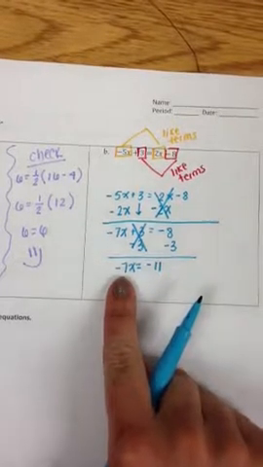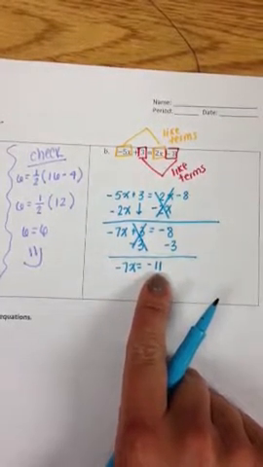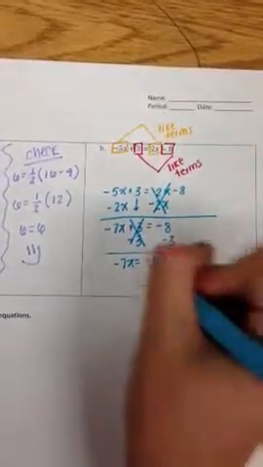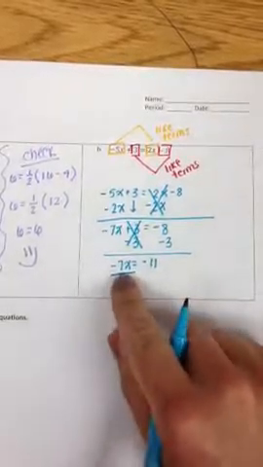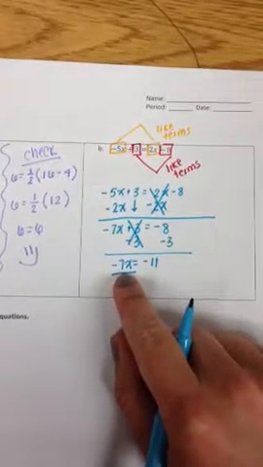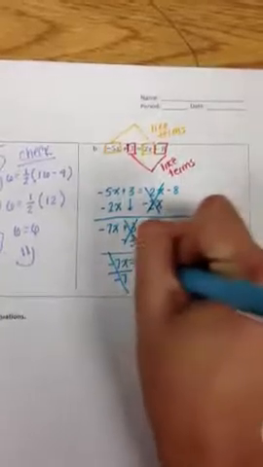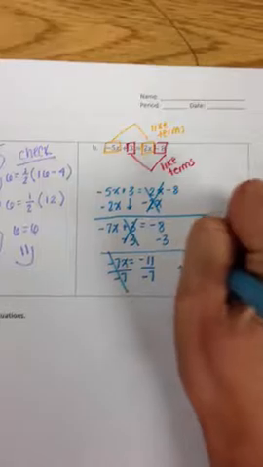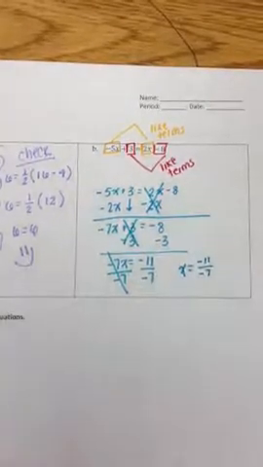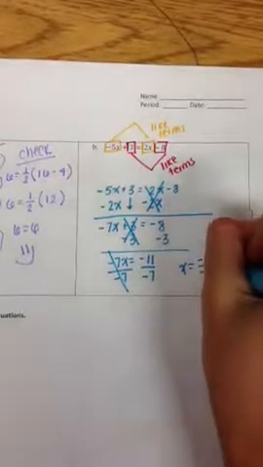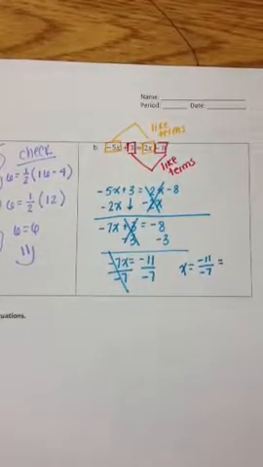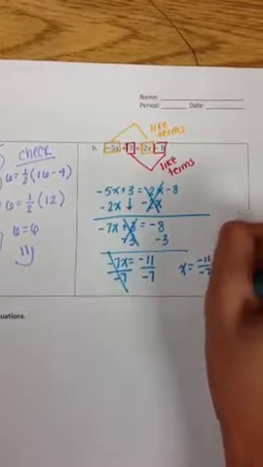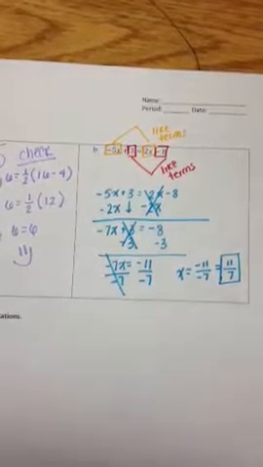X is on one side, numbers on the other. Now I'm trying to get rid of this x, and I need to divide by -7. -7 is being multiplied by x, so I need to divide to get rid of it. So divide by -7. Not a very pretty number, but we're left with x equals -11 divided by -7. We can simplify this a little bit further because a negative divided by a negative is a positive. So just 11/7. And there you have it, solving linear equations.